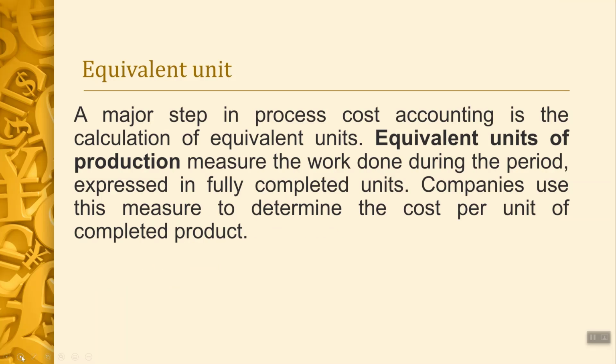Let's do this. Equivalent unit of production measures the work done during the period expressed in fully completed units. So in other words, it refers to the number of whole units that could have been produced during the period in terms of cost incurred. So for example, the cost that is associated with 10 donuts that are 50% complete is equivalent to the cost associated with 5 donuts that are 100% complete.